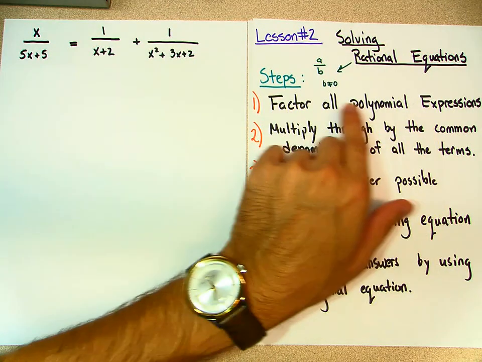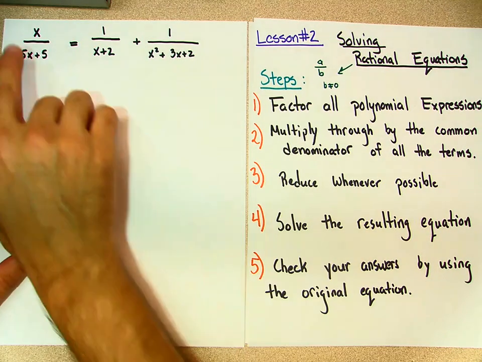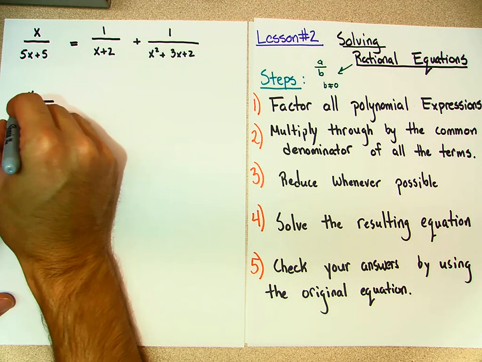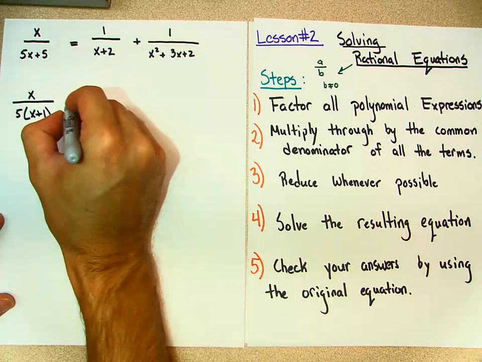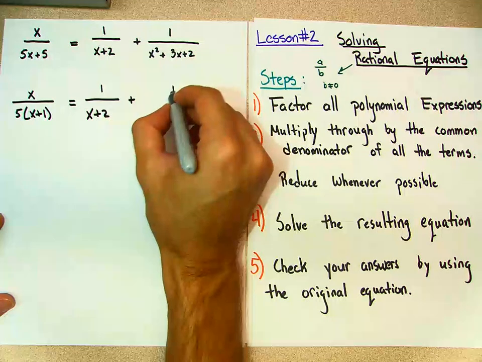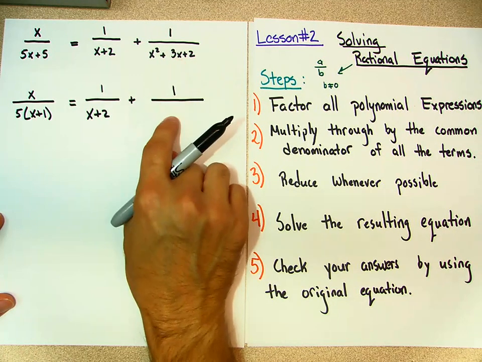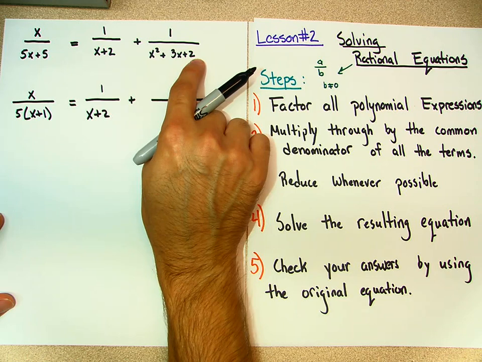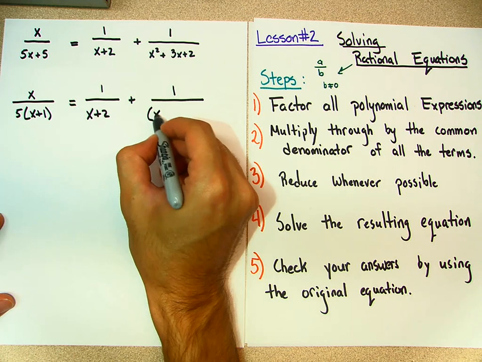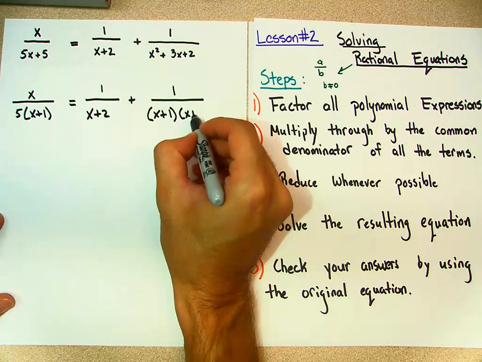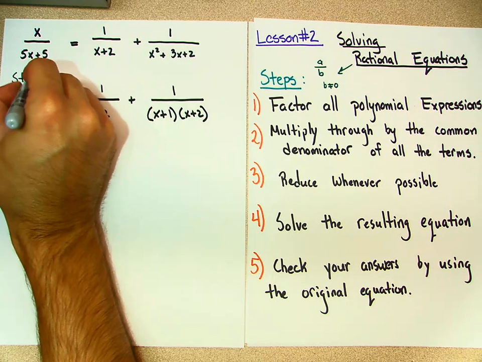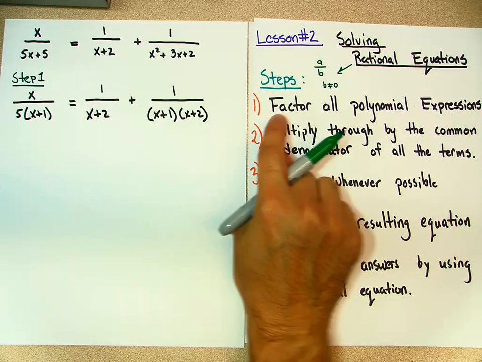Step number 1, factor all polynomial expressions. So here, let's factor the bottom. So here I'll have x over 5 times x plus 1 is equal to 1 over x plus 2, which we can't factor, plus 1 over, pause the video and try and factor this. What two numbers when you multiply give you 2, but when you add give you 3, all right? And then it will be x plus 1, x plus 2. Okay, so this was step 1, right? What did we do? We factored the polynomial expression.